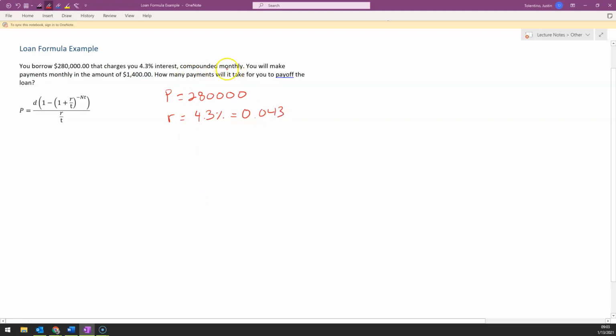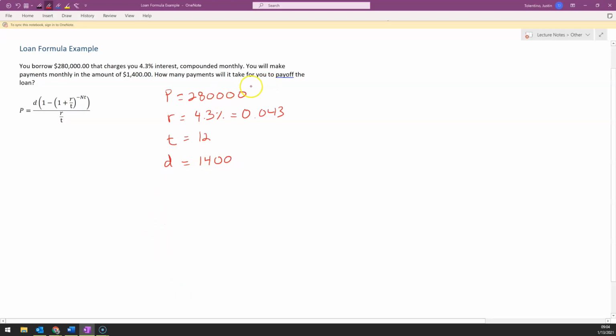And also it's compounded monthly. When it tells us it's compounded monthly, that's what the T is, because the T is the number of times this is going to happen in a year, since we're usually talking about an annual interest rate being every year. So monthly is going to be 12. It happens 12 times a year. And it says that you want to make payments in the amount of $1,400. So D is our desired payment, how much we're going to pay every single time. And since it's monthly, we're going to do this every month.